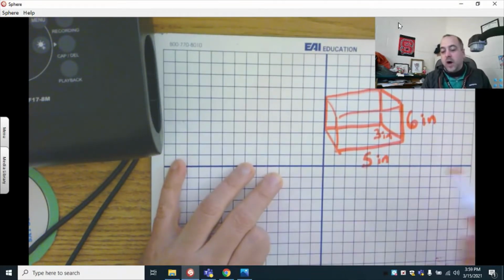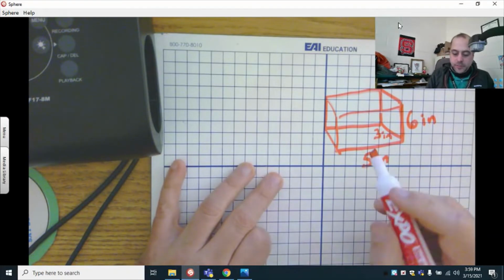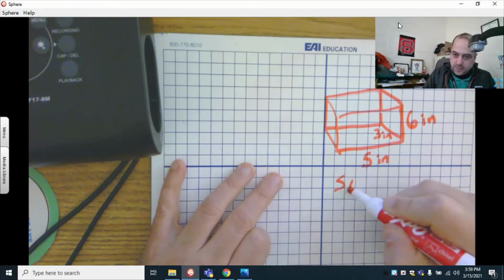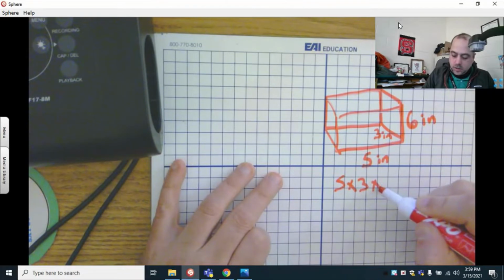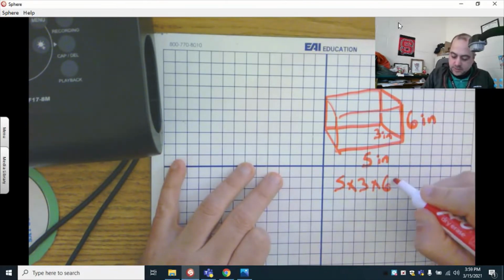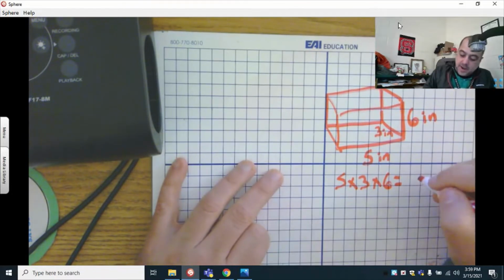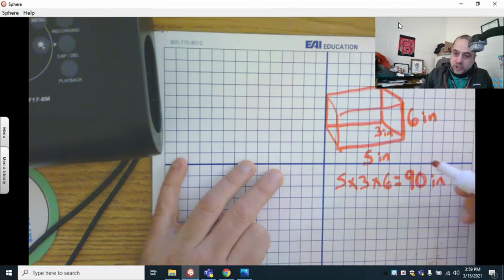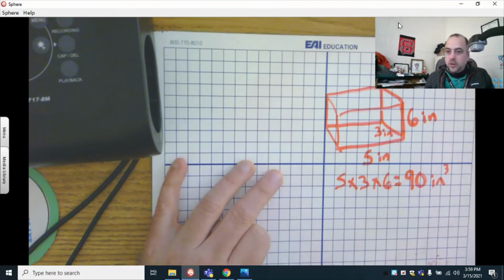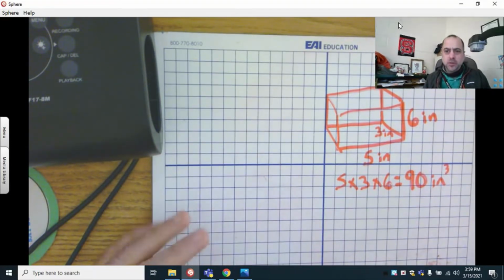Alright, so what is the volume of this rectangular prism? Just times everything together. 5 times 3 times 6. Oh no, I forgot what that is. Let's use our calculator. That's what I thought. 90. Okay. But remember, it's 90 inches, and since it's 3 dimensions, you just put a little 3 right there. Okay?